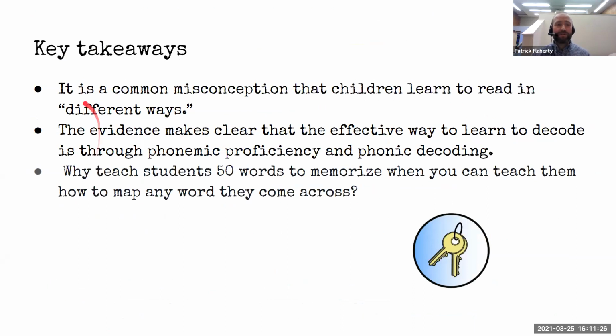I think it's a common misconception, and I know there's teachers in my district that would probably be angry at me for saying this, but I don't think there are different ways kids learn to read. I think there's only one way children learn to read, and that is through phonic decoding, and that crucial skill of phonemic awareness is so important. The evidence makes clear that the effective way to learn to decode is through proficiency in phonic decoding. And then kind of my idea is why do we want to just teach kids to memorize 50 sight words when we can help them become automatic at reading so much more? So it's like giving someone a fish versus teaching them to fish, in my opinion.